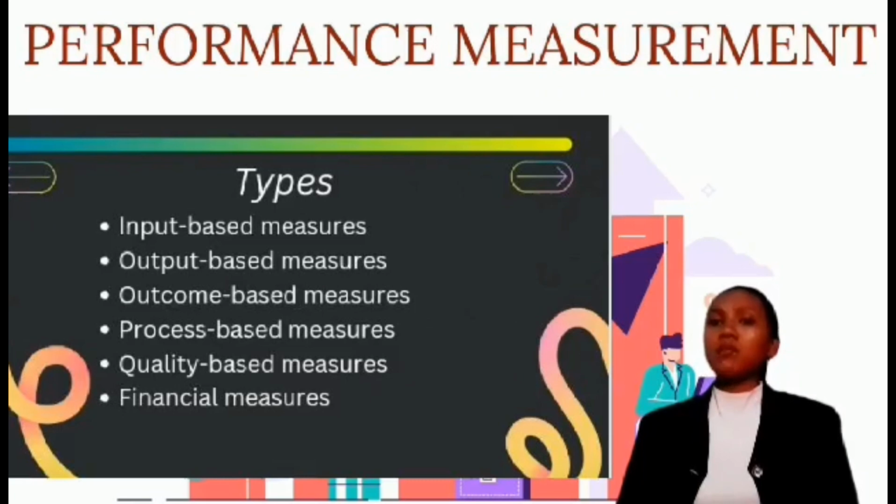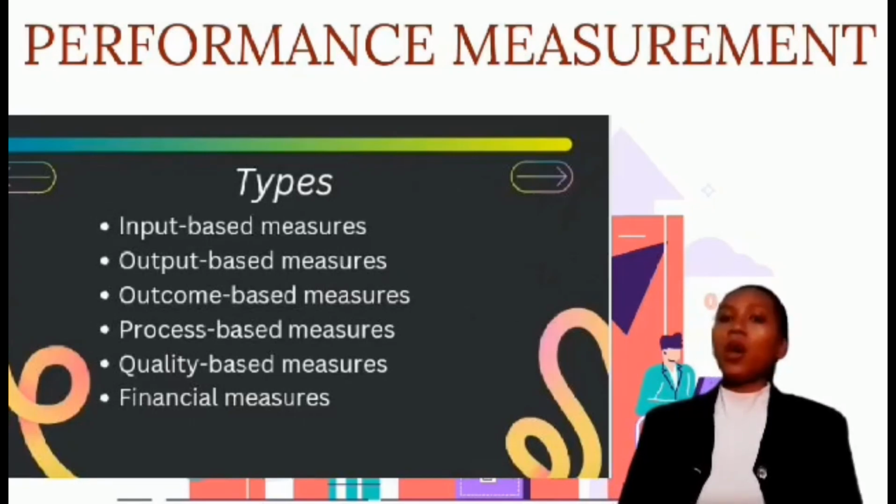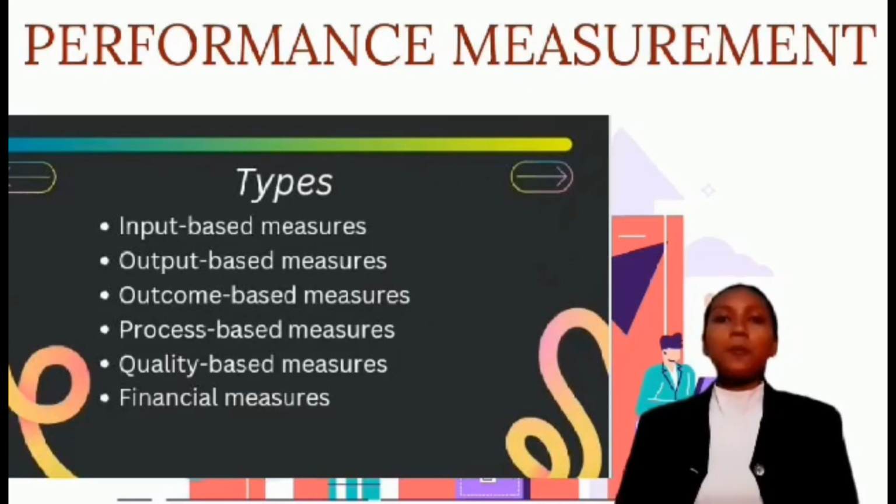The third is outcome-based measures. Outcome-based measures focus on the impact of a particular activity or process on a specific objective or goal. Examples include the effect on customer satisfaction, employee engagement, and environmental sustainability. The fourth is process-based measures. Process-based measures focus on the productivity and usefulness of a particular process or activity. Examples include the time it takes to complete a task, the number of errors or defects in a product, or the level of customer service.